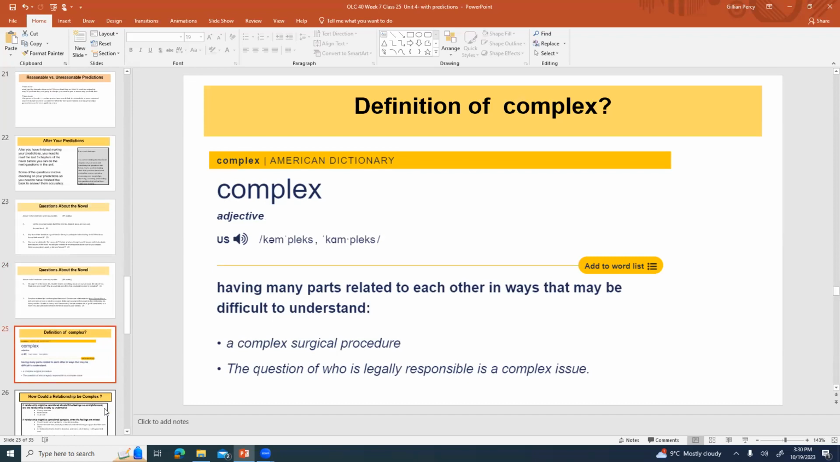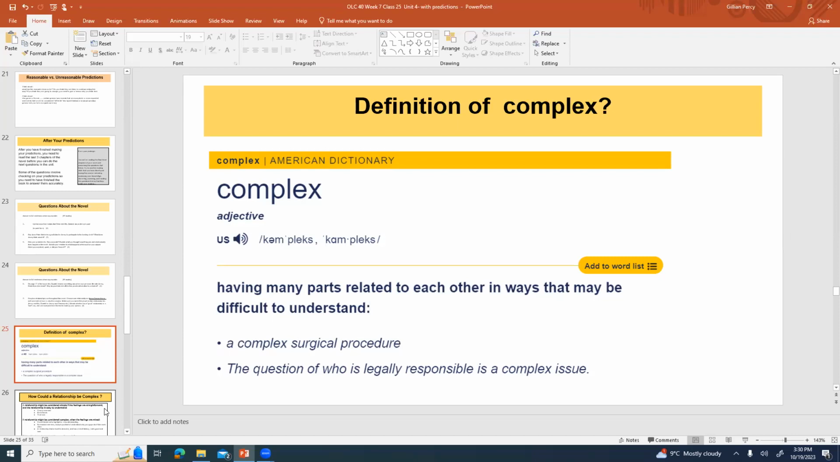First of all, what does the word complex specifically mean? It actually has multiple meanings. This is the meaning that we're talking about in this instance: having many parts related to each other in ways that may be difficult to understand. So, a complex surgical procedure. The question of who is legally responsible is a complex issue.